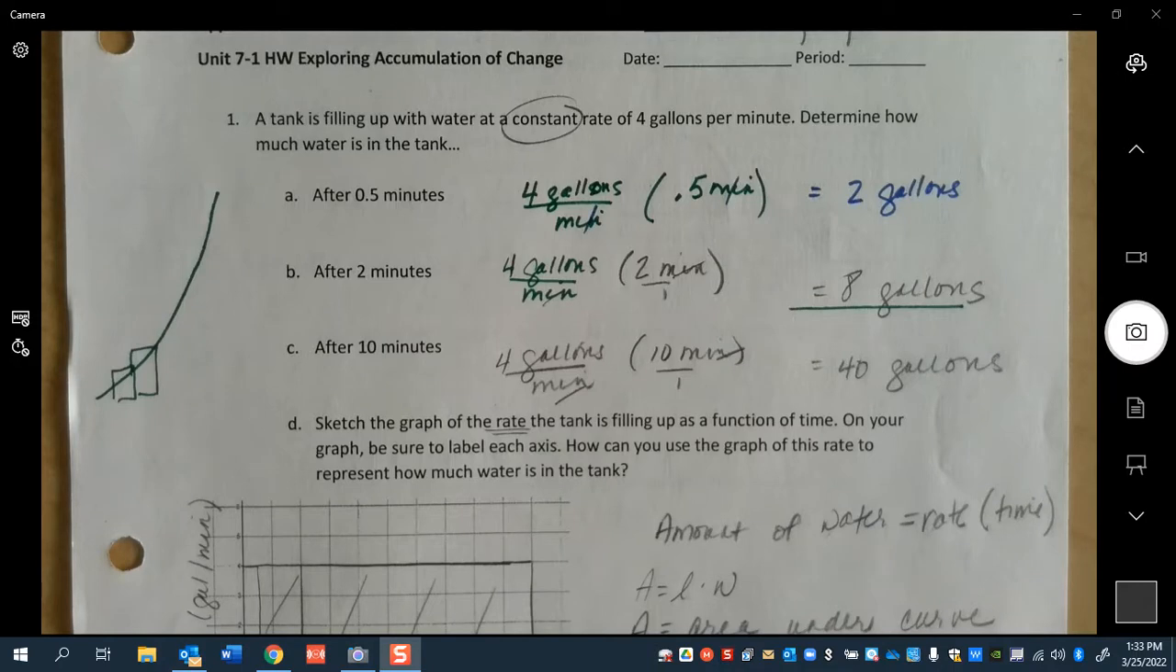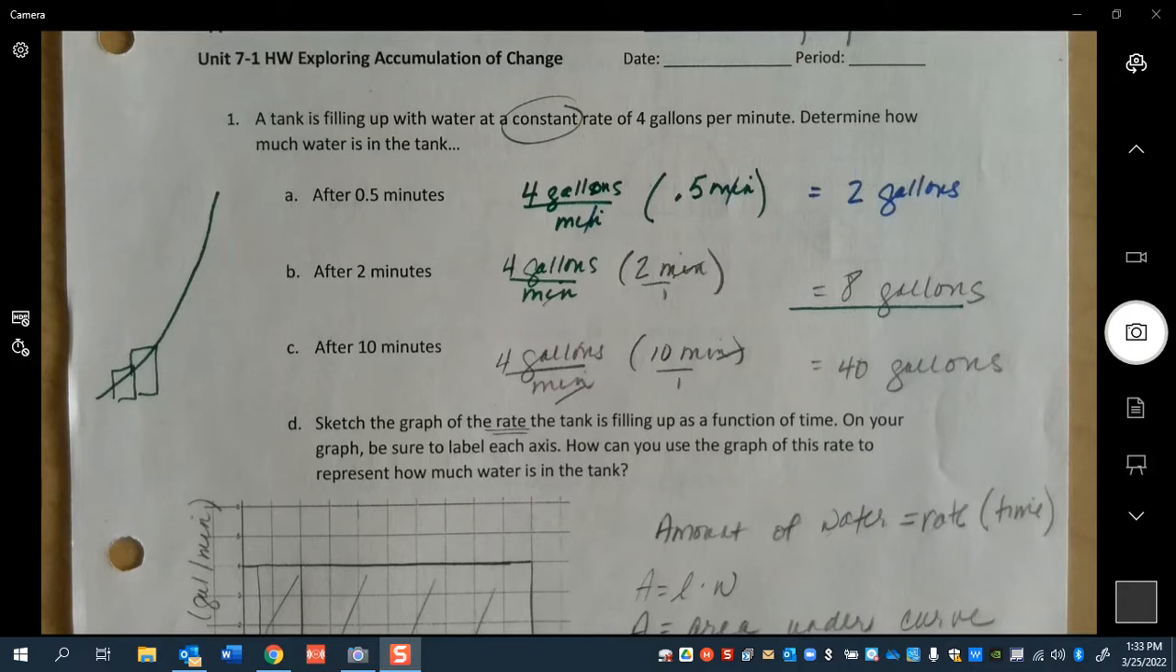At 3 minutes, this represents another 4 gallons. Each one of these intervals is constant. That's 4 gallons. So when I look at it over 2 minutes, that's 8 gallons. 10 minutes, 40 gallons. So it doesn't ever change. There's a constant rate of water coming into my tank. So it's important you understand that we're looking at the graph of the rate.